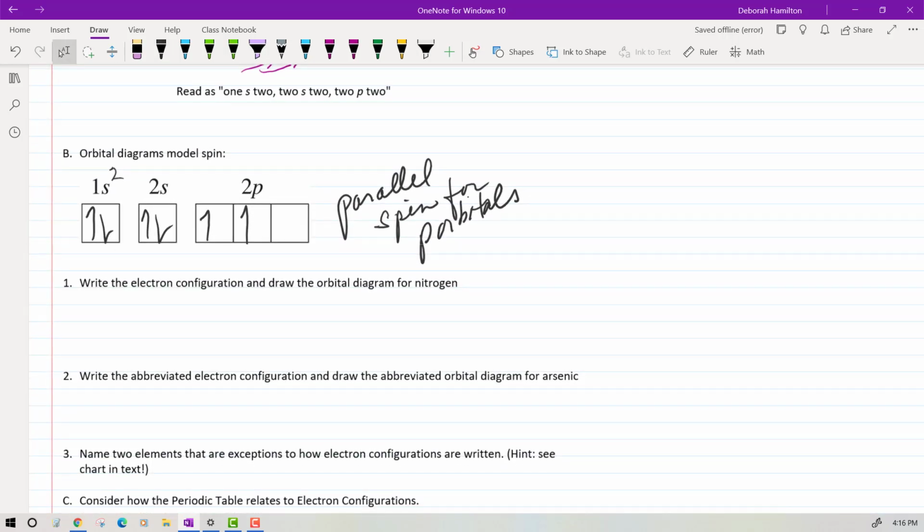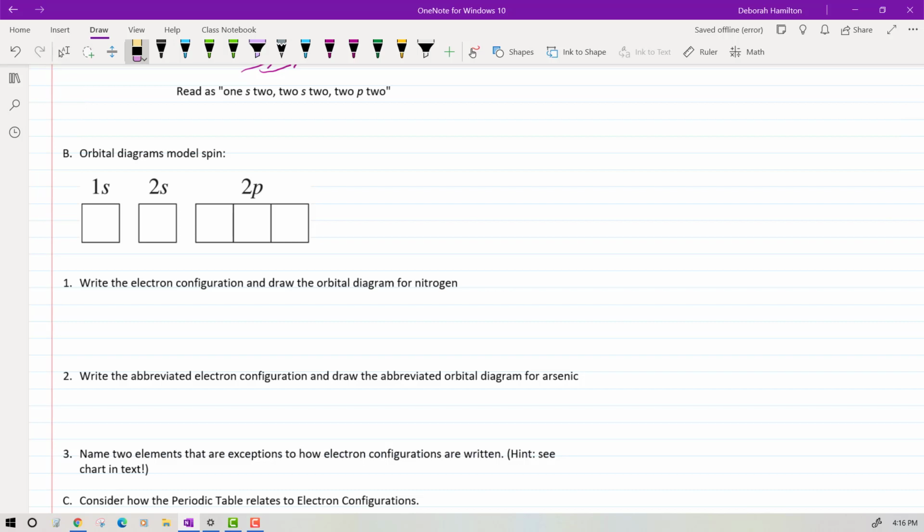I'm going to erase this one so we can answer some of these questions and work with the same outline up here. We want to make sure we do parallel spins. It says let's do the electron configuration and the orbital diagram for nitrogen. Nitrogen is still on the 2nd row. Let's see how many protons nitrogen has, or the atomic number. The atomic number is 7, so that means we have 7 protons. It also means we have 7 electrons.